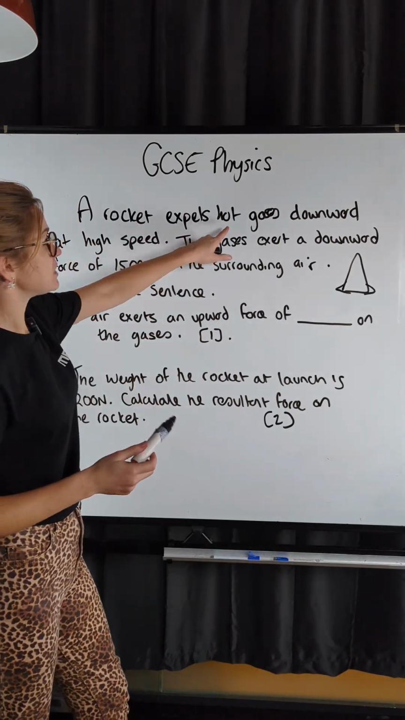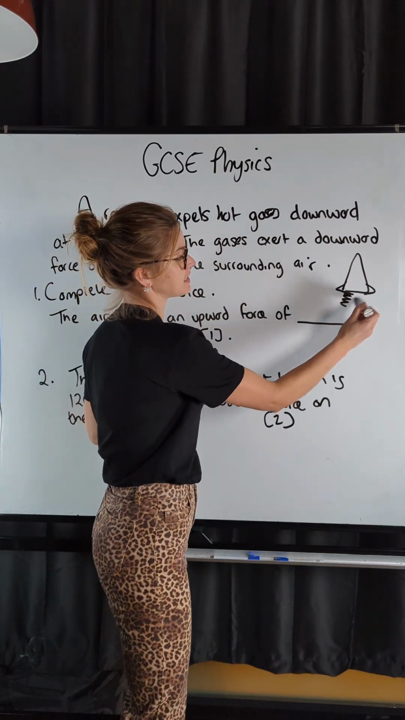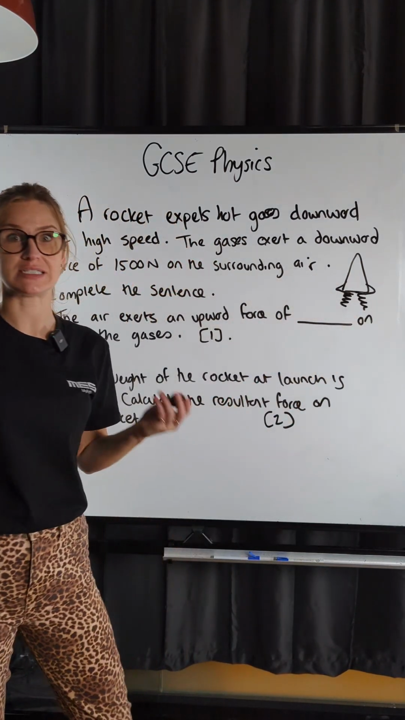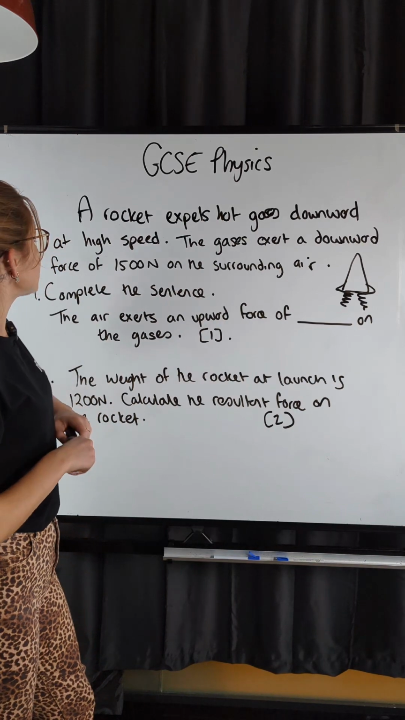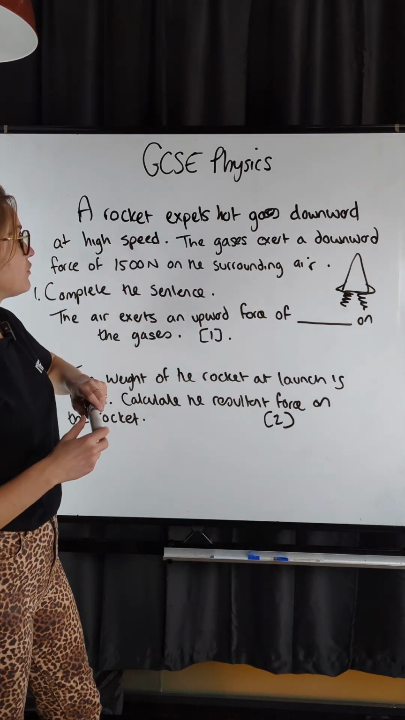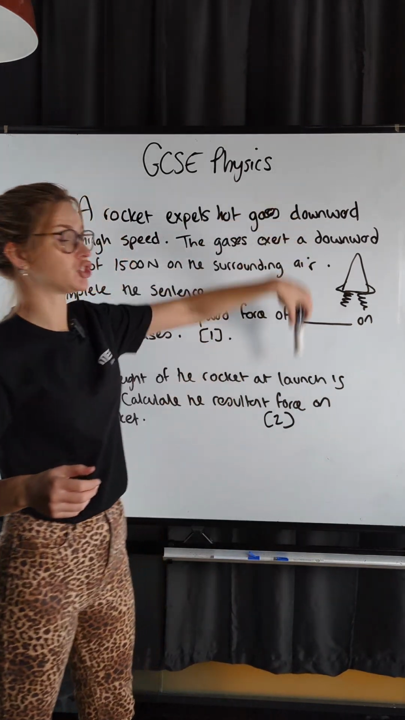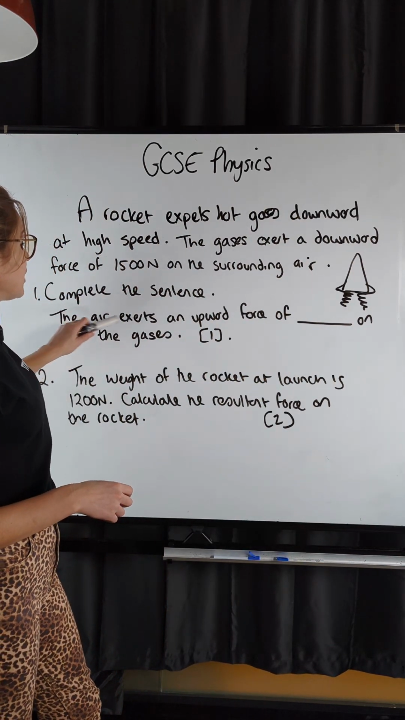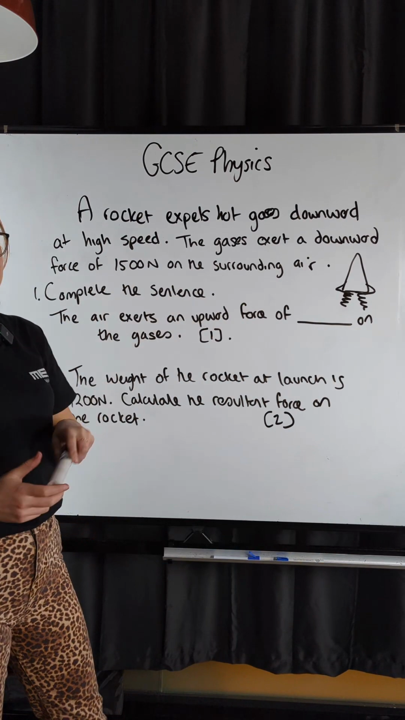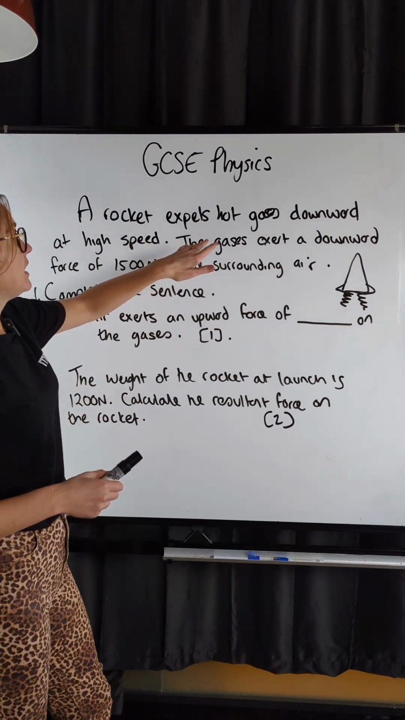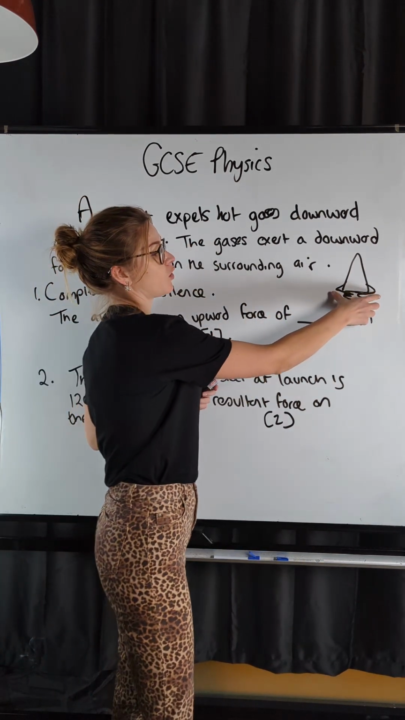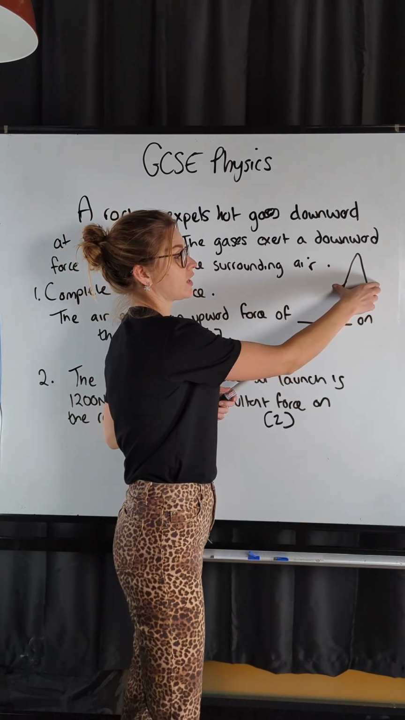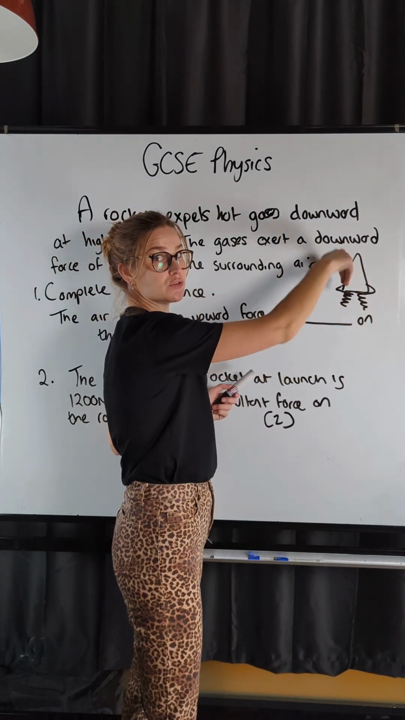So again, the rocket expels the hot gases downward. So you've got hot gases coming down from a rocket, right? Everyone's seen that when a rocket takes off. The gases exert a downward force of 1,500 newtons on the air. Let's complete the sentence: the air exerts an upward force of what on the gases? So the gas in the rocket puts a downward force on the air of 1,500 newtons.